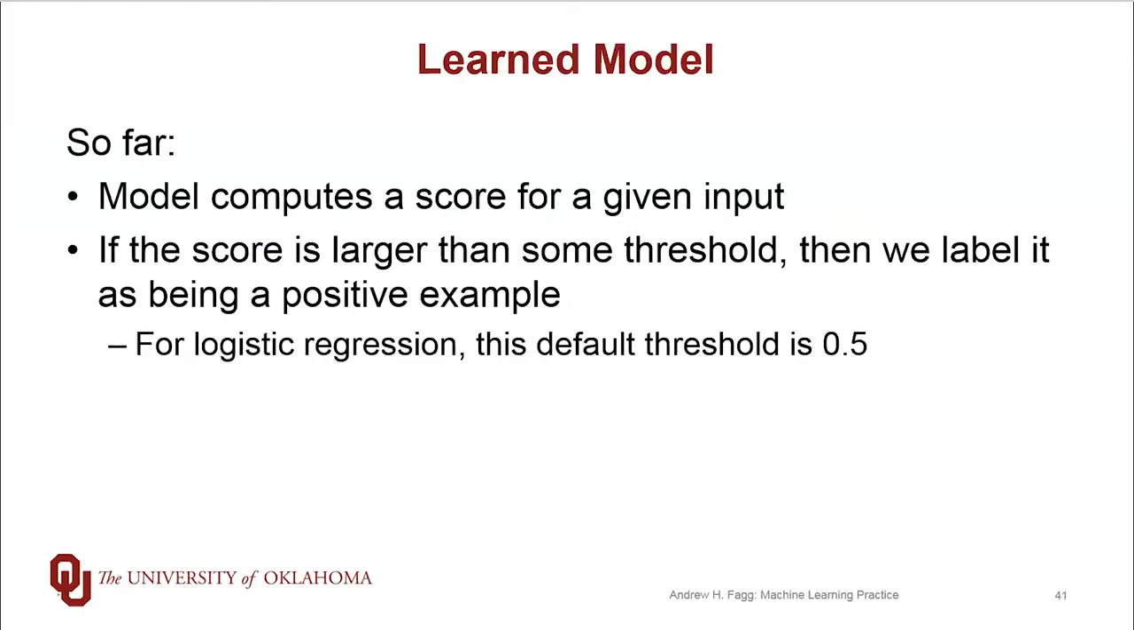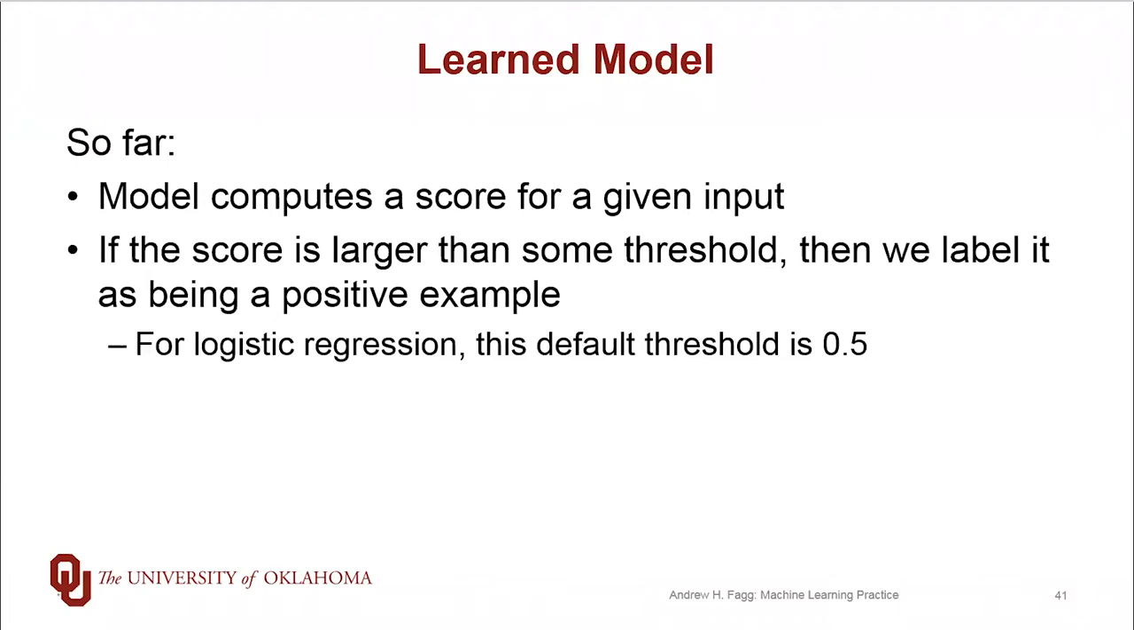So far, what's happened with our model is that we fit our model, and now the model is capable of computing a score for any given input that we get. And if the score is larger than some threshold, then it gets labeled as a positive example, and otherwise it gets labeled as a negative example. For logistic regression, in the way that I described things a couple of videos ago, that default threshold sits at 0.5. For how SGD classifier is doing things, the default threshold actually is zero. It's using a slightly different version of the logistic function, but the concept is still the same.